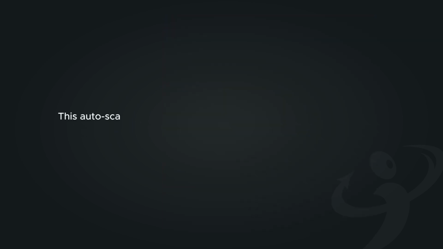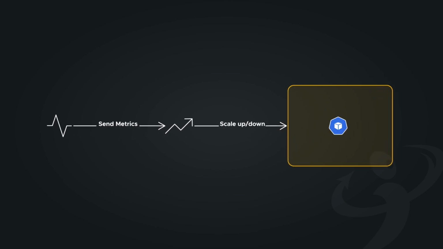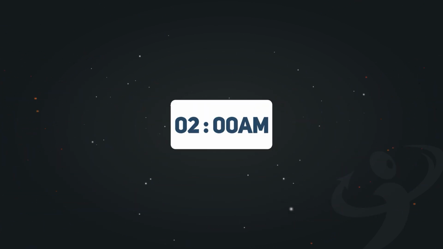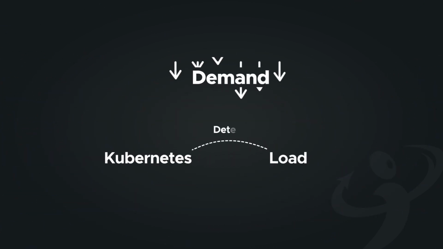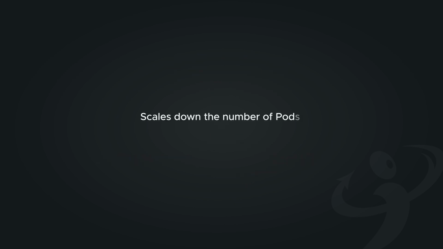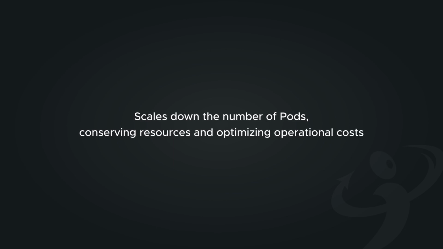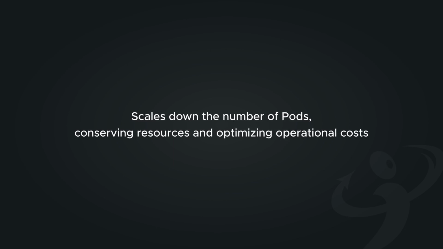This auto-scaling capability ensures your application stays responsive, without any manual intervention. Pods can be created or terminated as required, based on real-time traffic and resource needs. Fast forward to 2 a.m. Demand drops, and Kubernetes detects the reduced load. It then scales down the number of pods, conserving resources and optimizing operational costs, all while keeping your app available.